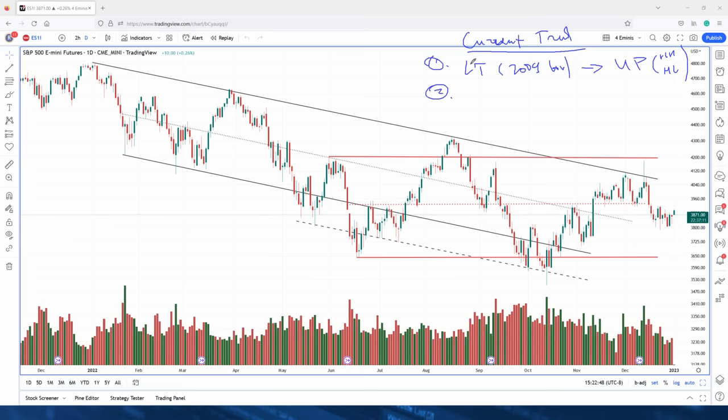Okay, intermediate trend. I would say that intermediate, to me, would be two trends here. The first one started on January 5th, which is to the downside. We're still having lower highs and lower lows so far. We have not concluded this move, so we're still waiting to see what's going to happen here.